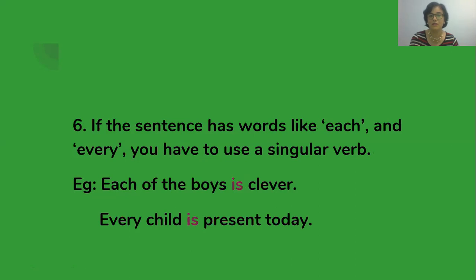The sixth one, if the sentence has words like each and every, you have to use a singular verb because each means one and every means one. So each of the boys is clever. Every child is present today. We consider it as singular. We don't look at boys even though there are many boys, but we're not talking about many boys. We're talking about each of the boys. Every one of them. Okay?